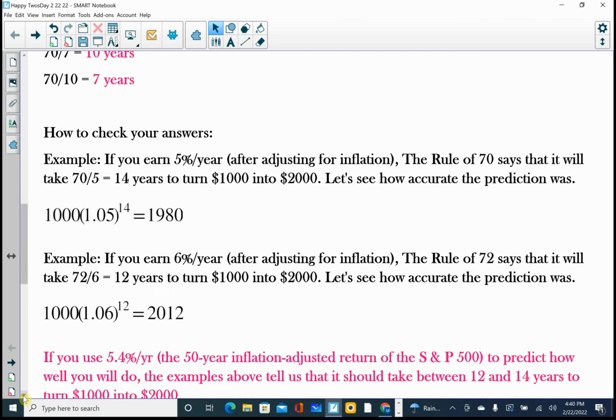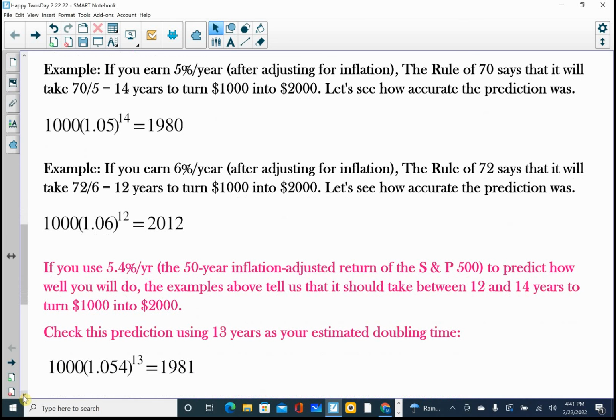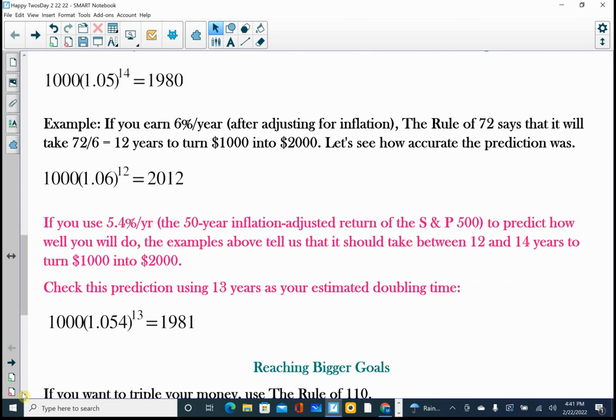If you use a real-life example, the 50-year inflation-adjusted return for the S&P 500 is 5.4% a year. Just a moment ago, we said if we made 5% or 6%, it took between 12 and 14 years. So what if we just use 13 years as a good estimate? Let's see how good the rule of 70 or 72 is. Let's do a quick check. 1,000, and now we're using a growth rate of 5.4%, so a growth factor of 1.054, raised to the 13th power, and we're just a hair under 2,000. We're not even off by 1% here. So the rule works very nicely.